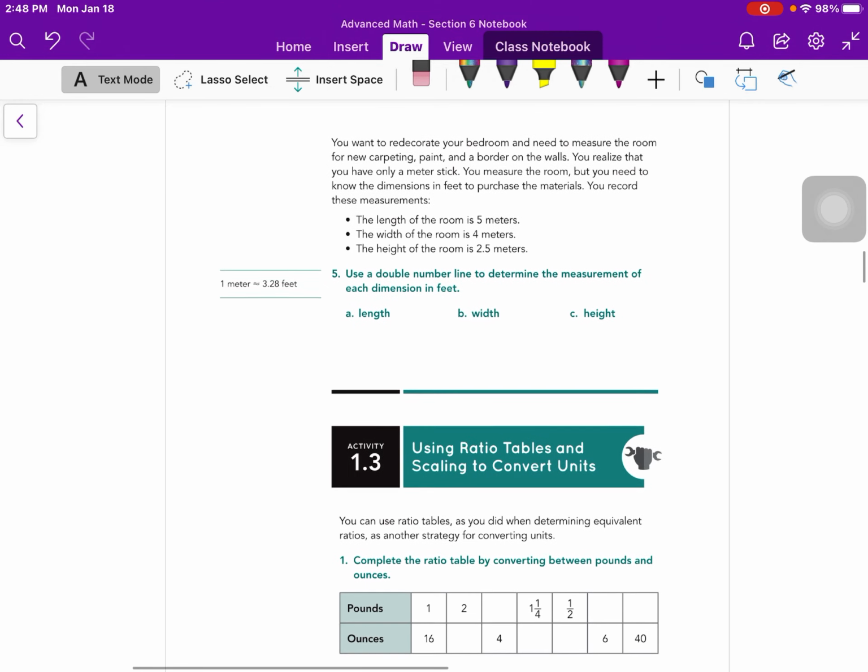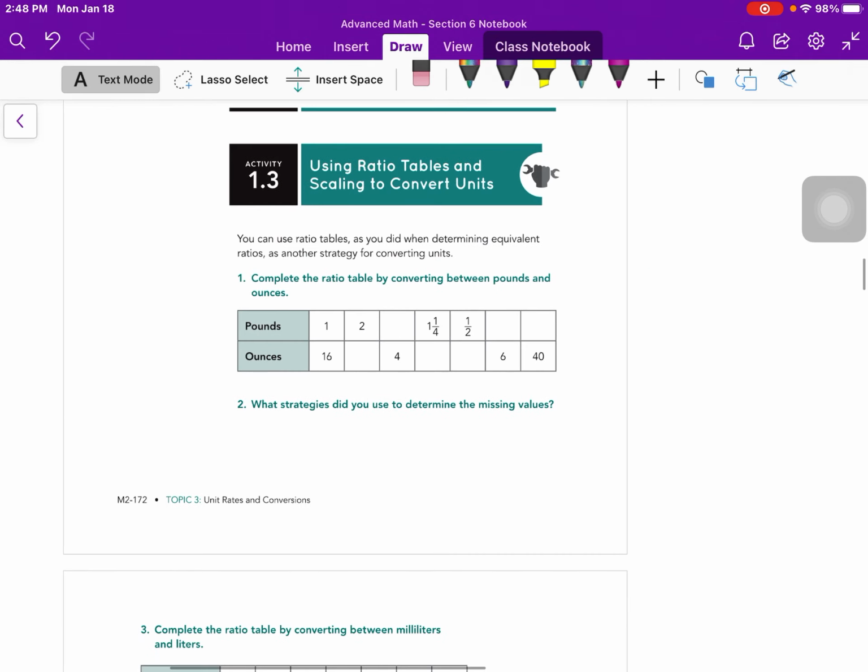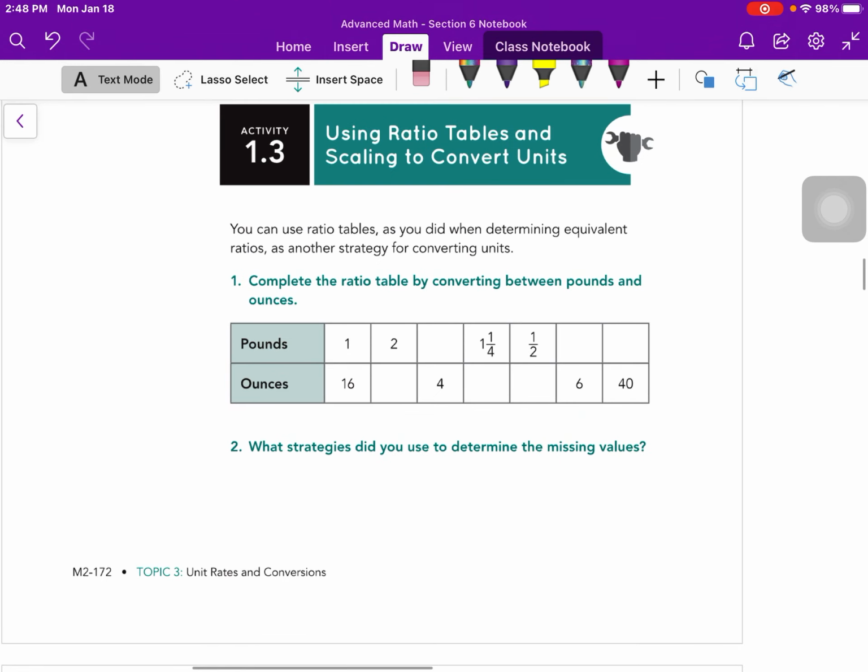Let's keep going. We're going to skip this next little section here. Let's go to using ratio tables and scaling to convert units. We know how to do this, scale up, scale down, and we can use tables to help us determine equivalent ratios. So we've got pounds and ounces. I want you to pause this video and see if you can do your best to fill out this ratio table to help you come up with the equivalent units.